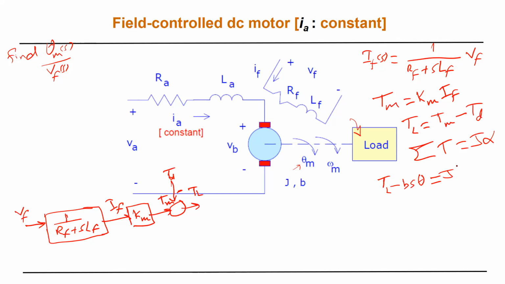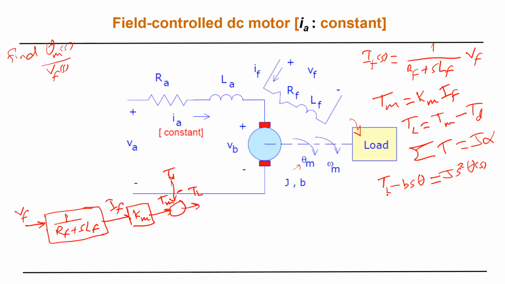B is just a damping factor, right? Yes, a damping factor, or the friction. Times alpha. What is alpha equal to in terms of theta? Theta of S times S squared, with no initial condition. This is a transfer function, so zero initial condition.